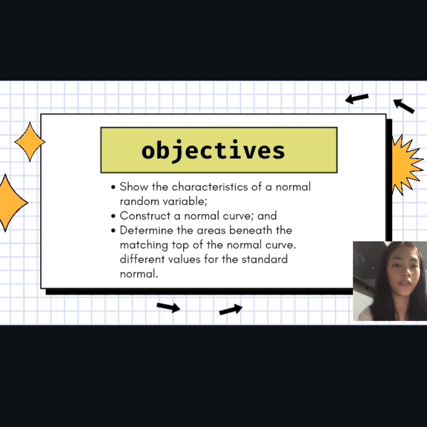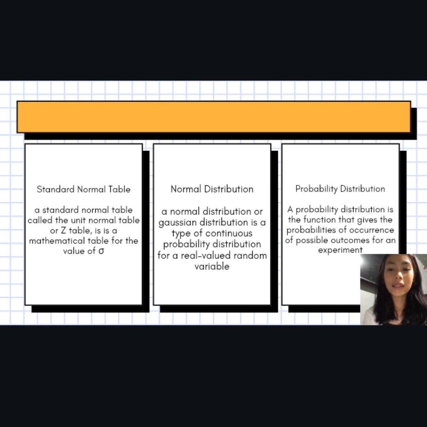The objectives are to show the characteristics of a normal random variable, construct a normal curve, and determine the areas beneath the normal curve for different values of the standard normal. Standard normal table. A standard normal table, called the unit normal table or the Z table, is a mathematical table for the values of the standard normal distribution.